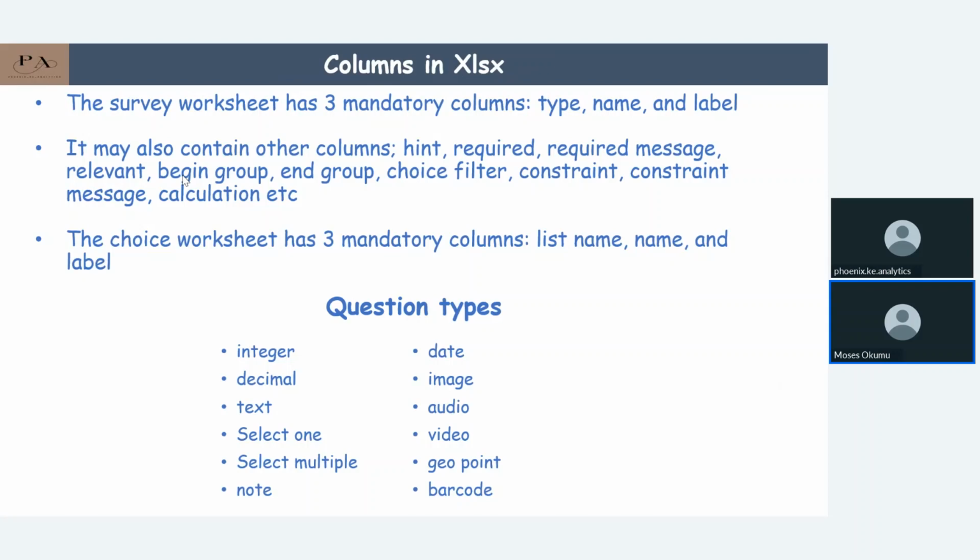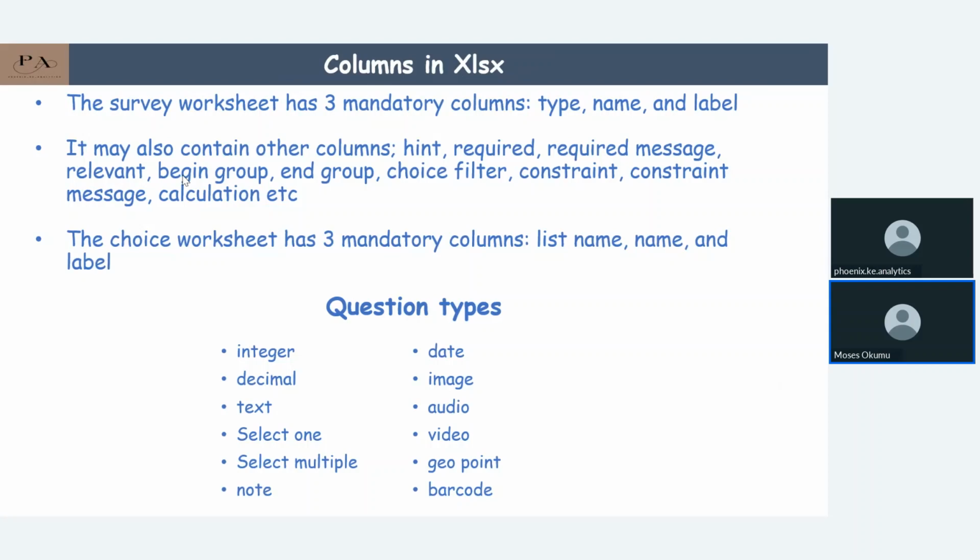We will see that practically. We have begin group and end group. For every group that you begin in XLS, you must end it. Every group that you begin, you must end it. We have choice filter, we have constraints, and we have constraint message. So the constraint message is, if I enter wrong data in the constraint column, which kind of message do I get?